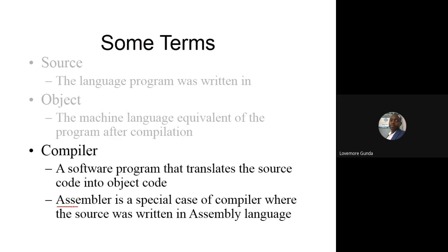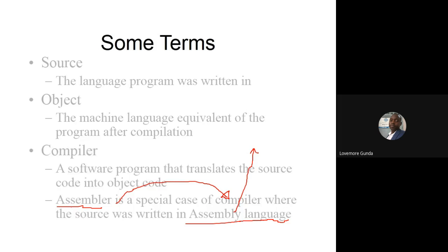So an assembler is a special case of a compiler. Why? Because the assembler will change assembly language to machine code, right? In other words, when the code was already written in assembly language, then it becomes a compiler which compiles it to machine code, right?